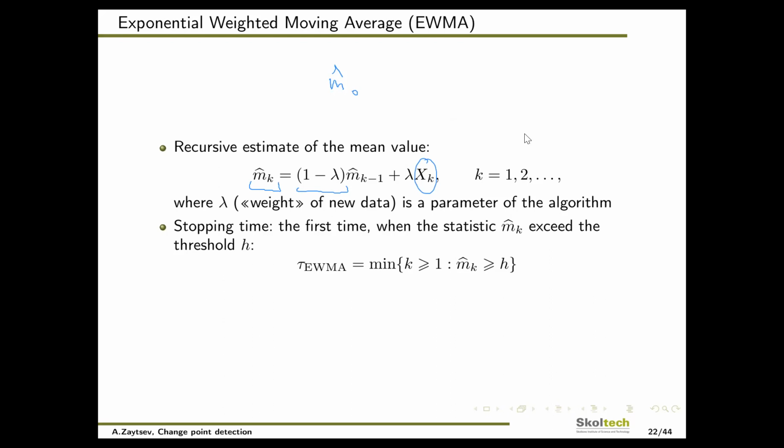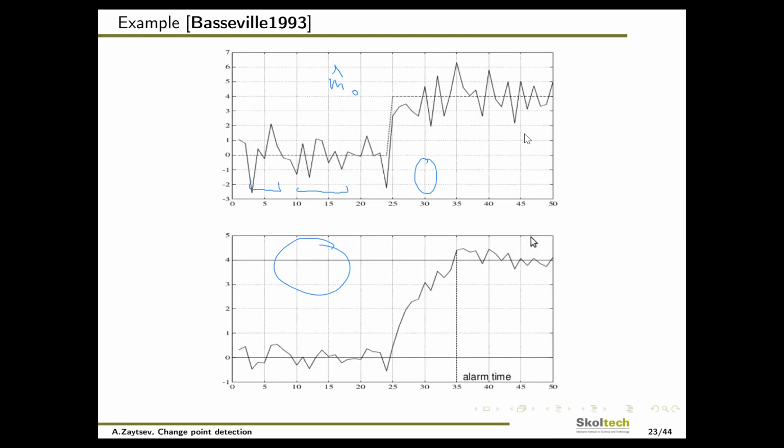then a bit later we will see that our moving average will increase above some threshold. So we can say that our stopping time for the exponentially weighted moving average is the minimum k such that the corresponding recursive estimate of the mean exceeds a threshold. And we can see that the statistic looks like this in this case. And so we have an alarm time here.